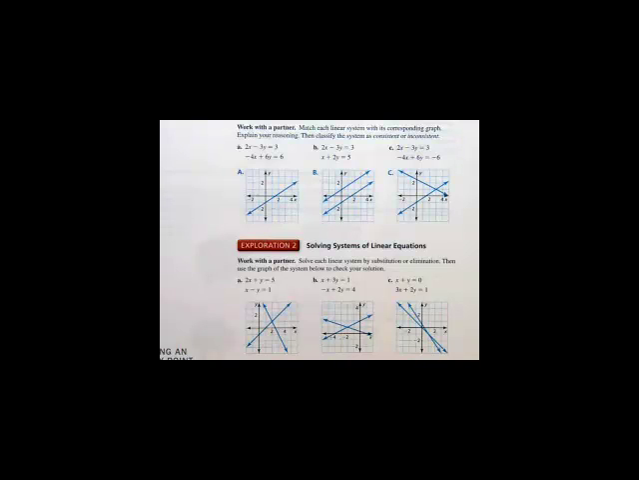Now this first one, what's going on with that first graph? It's just one line. So what does that tell you about the two equations that are going to match with that? Exactly. Two different equations, but they make the same line. They graph the same line.